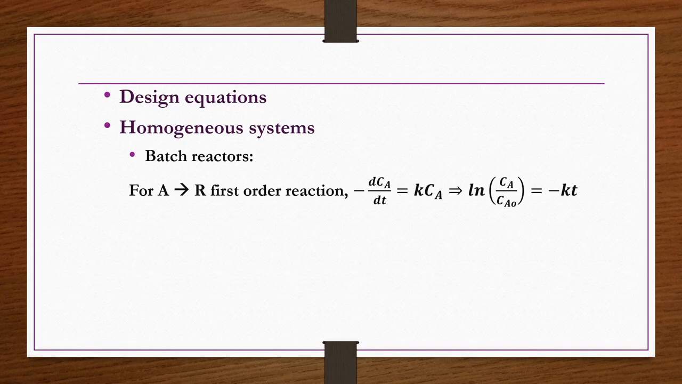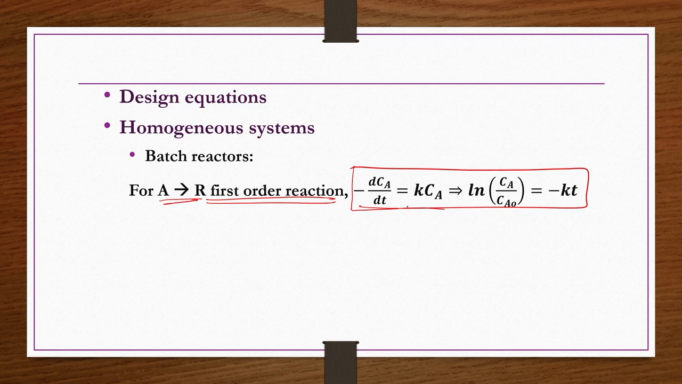Then design equations for homogeneous systems, batch reactors. Let us say in a batch reactor, A is giving rise to R, and the reaction is a first order reaction. So then the rate of the reaction, this is what you get: minus dCa by dt equals kCa. This is the differential form. How do you get this? You get this simply by doing a material balance on A. You take a particular element in the system, and then what A is going in, what A is going out, and then what is the rate of generation or rate of disappearance, and then what is the rate of accumulation. These quantities you list out and put them in a balance equation. Then you apply the limiting conditions for a small delta t time, and you get minus dCa by dt equals kCa. This is true for only first order reactions. For a second order reaction, you may get a different one.